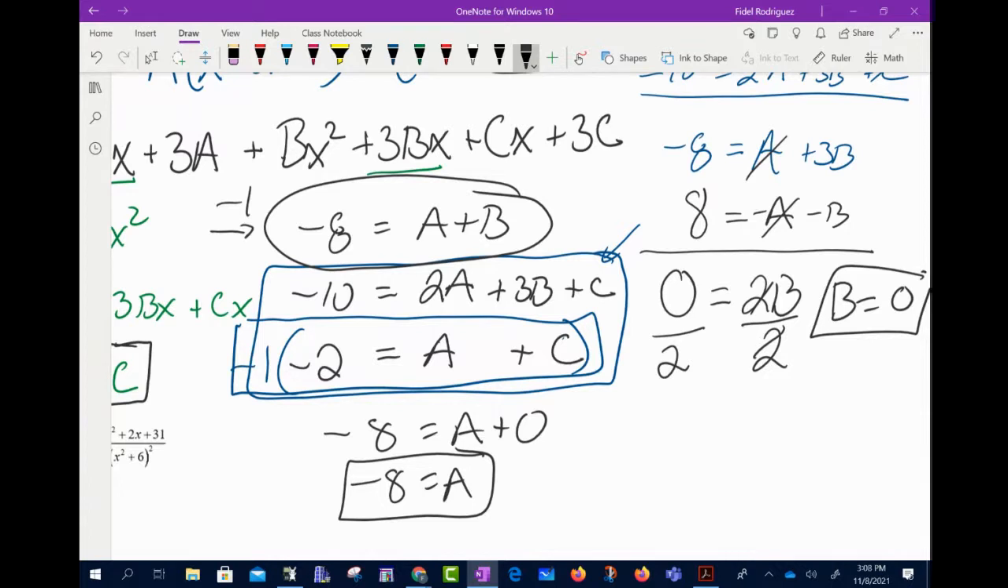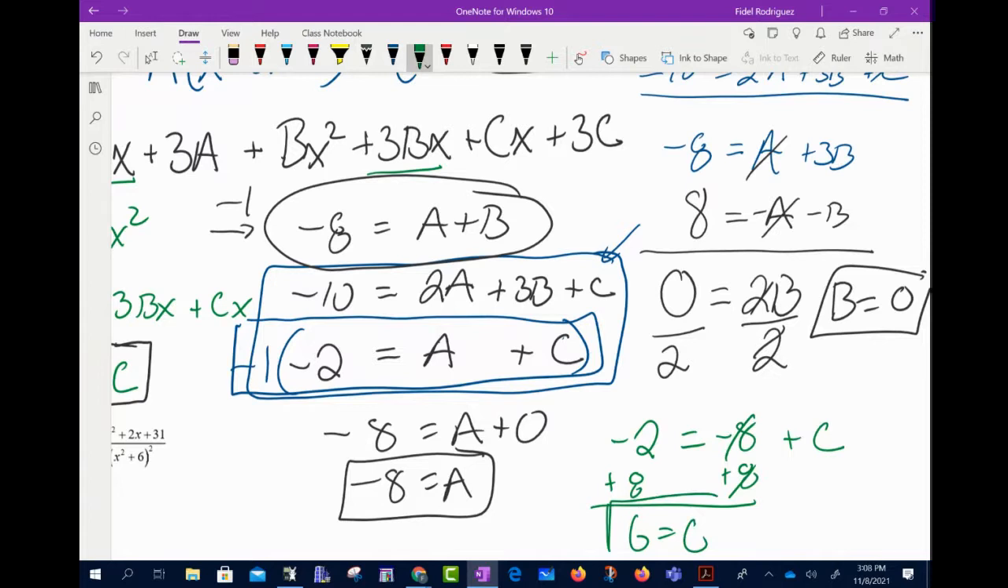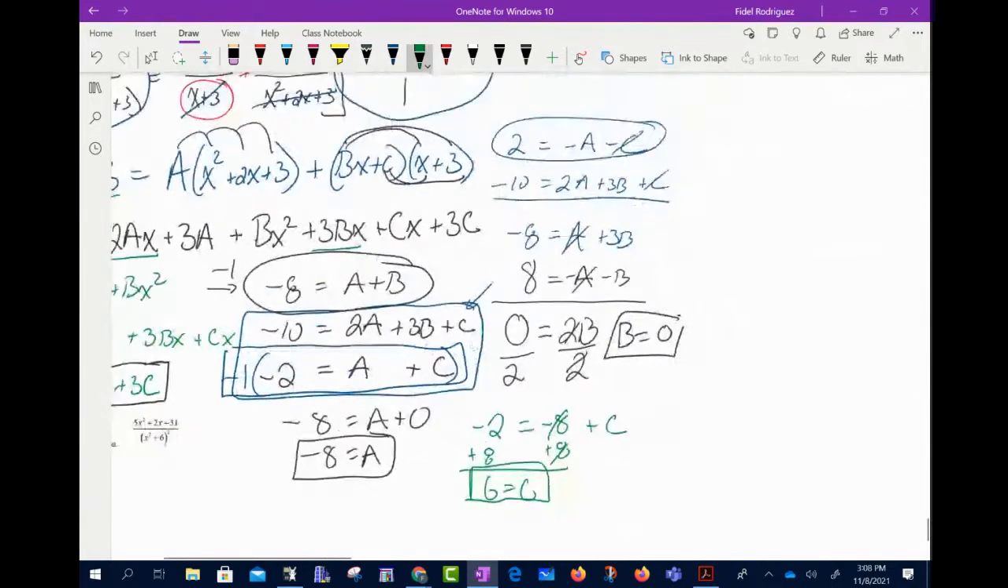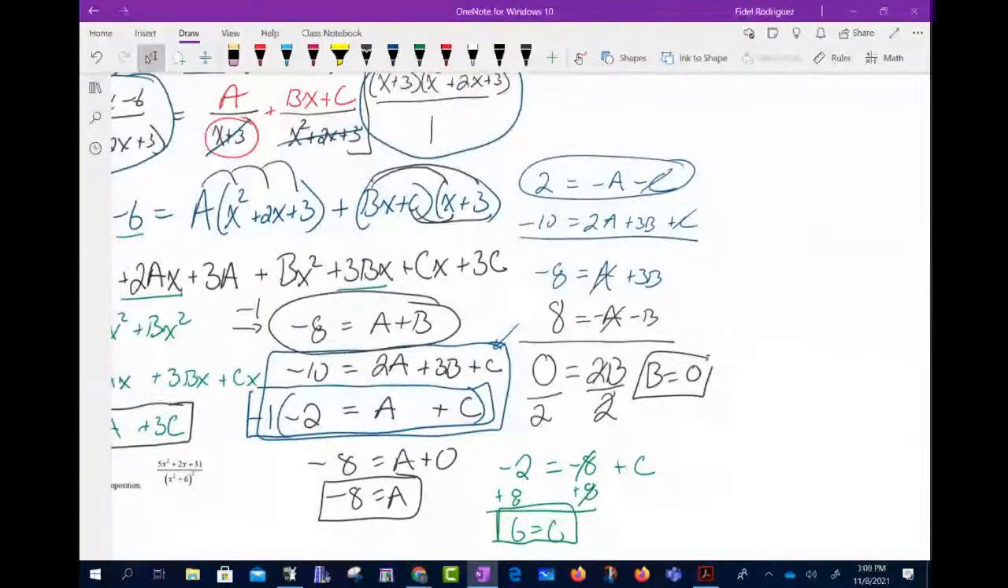Third equation. Okay, so look, if we use the third equation, I'm going to write -2 is equal to a, which we got -8, plus c. So I'm going to add 8 to both sides. Okay. So -8 and 2 is 6. So 6 is equal to c. Okay. All right. So we found our values for a, b, and c.